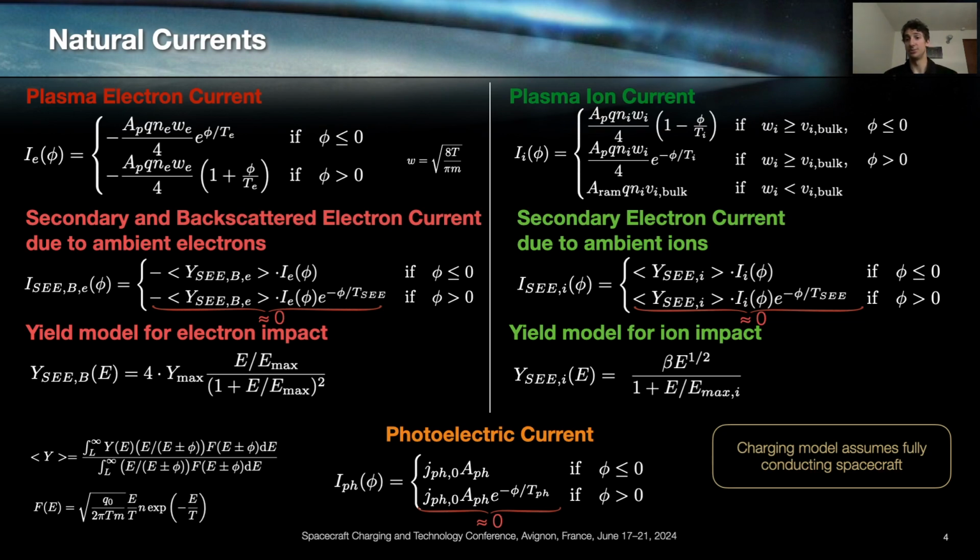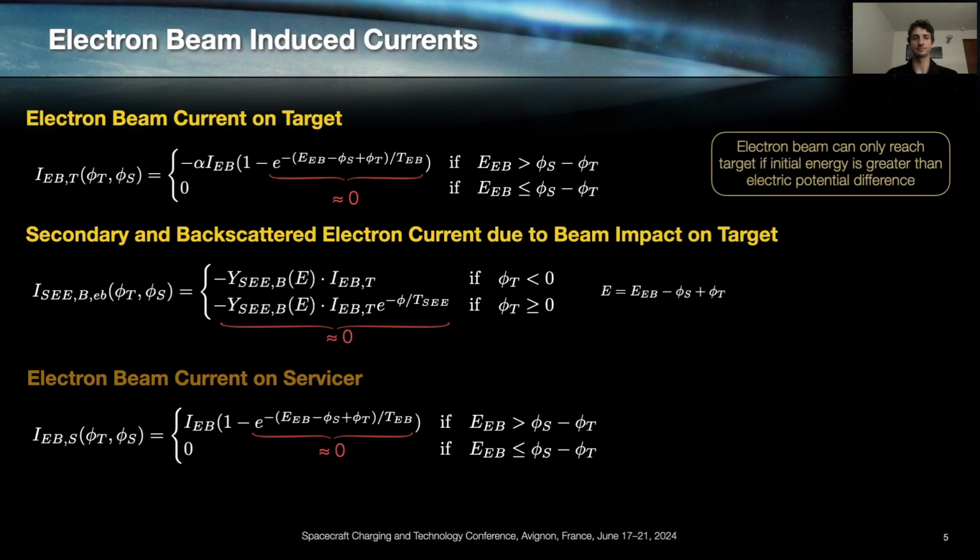The final naturally occurring current in the space environment is the photoelectric current due to the sun, which I'm also considering here. The charging model that I'm using assumes a fully conducting spacecraft, so the entire spacecraft is charged to one single electric potential.